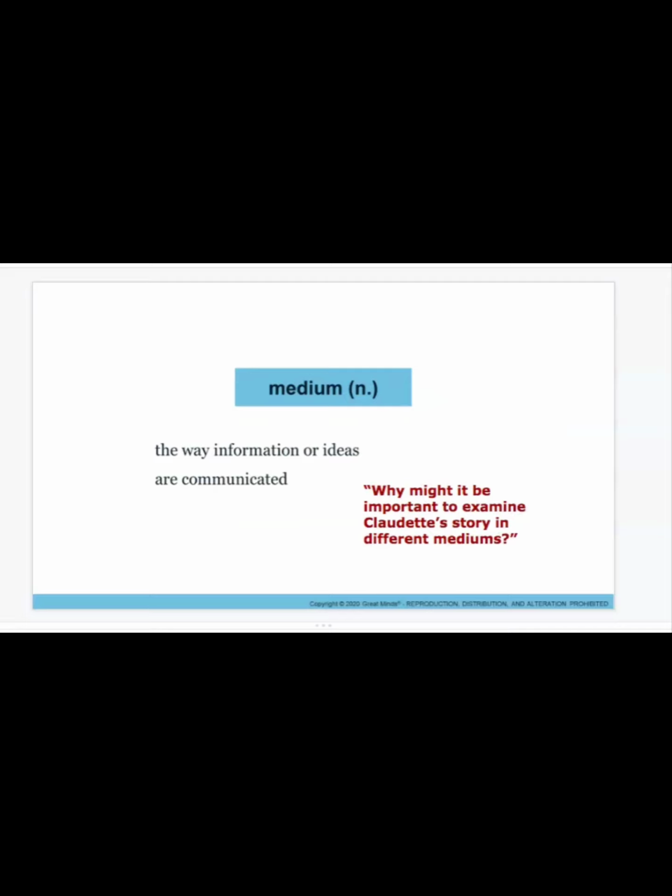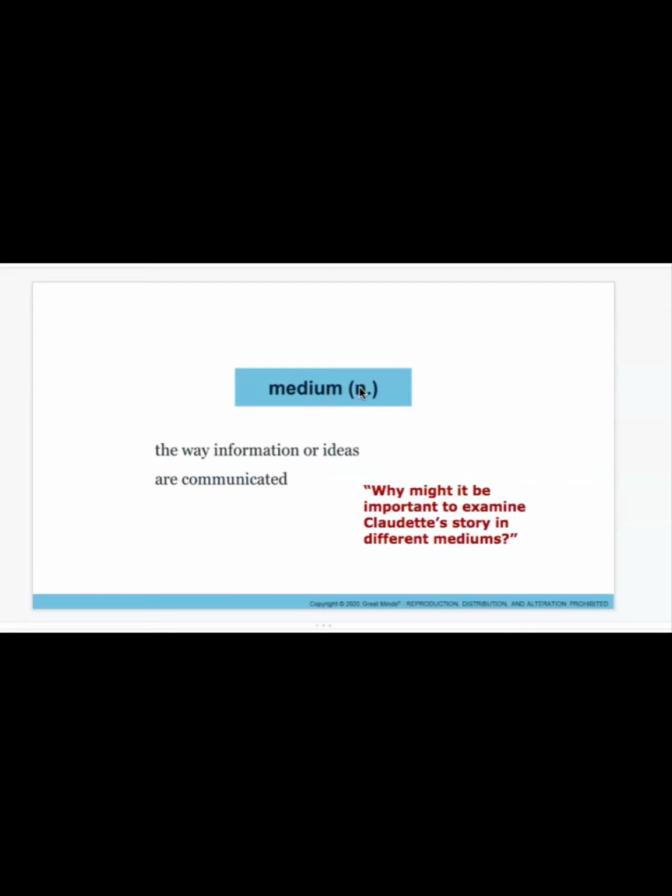Now let's look at the word medium. Medium is a noun used here, and it means the way information or ideas are communicated. So why might it be important to examine Claudette's story in different mediums? An example of a medium might be watching a video clip. It might be reading a book. It might be looking at a photograph. It might be looking at a sculpture. And all of those things could explore or explain Claudette Colvin's experience, right?